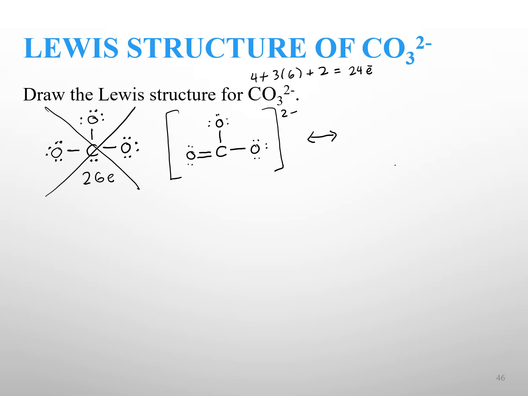My next resonance structure will have the double bond going to the other oxygen, and then we'll fill in the octets. You can always count electrons. You will see that it has 24 electrons right here, because we added a double bond, so the carbon doesn't need a lone pair. So our next resonance structure will be the double bond on the right side.